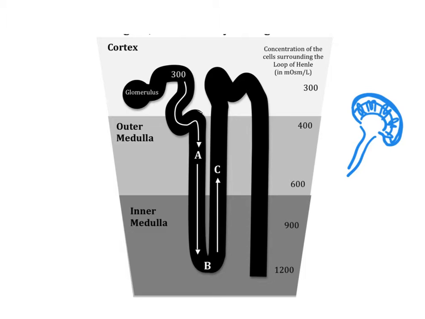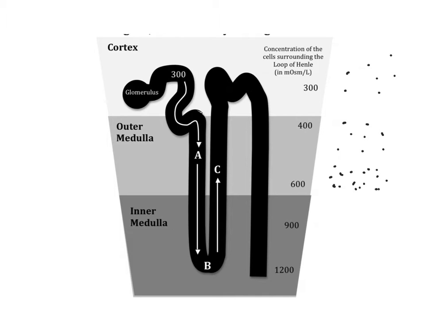As far as concentration goes, at the cortex the concentration is 300. I'm going to represent it by dots like this. Then as you go down it gets to 400, a little more concentrated, then 600, then 900, getting really concentrated, and by the time you get to the bottom, it's super concentrated. So we've got this concentration gradient going down.